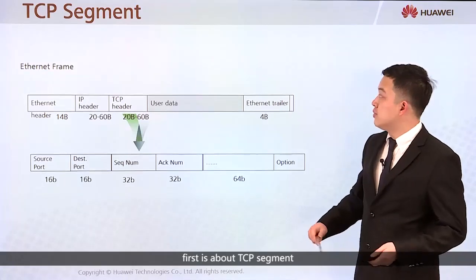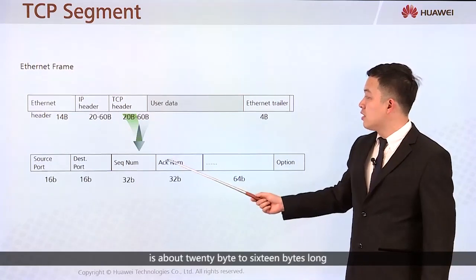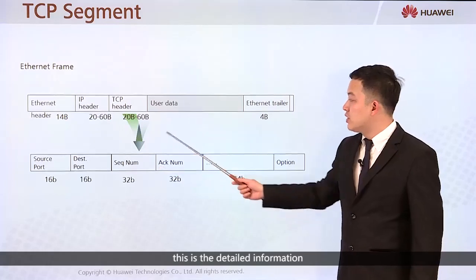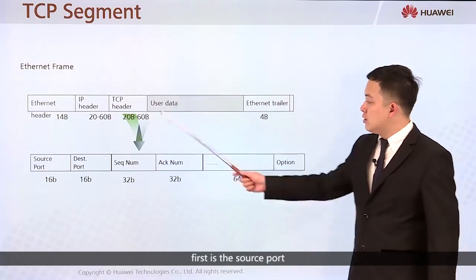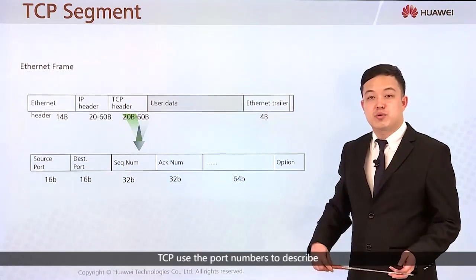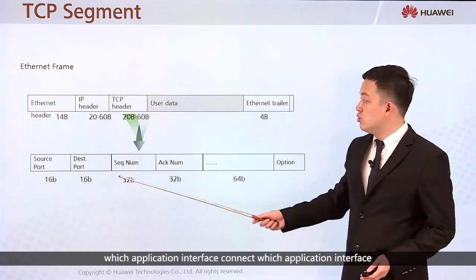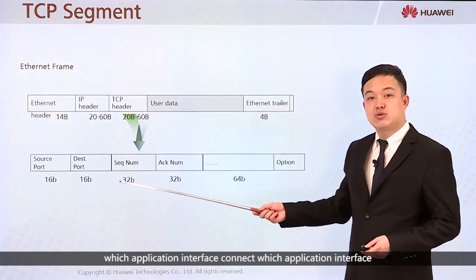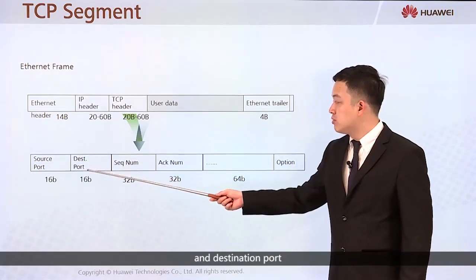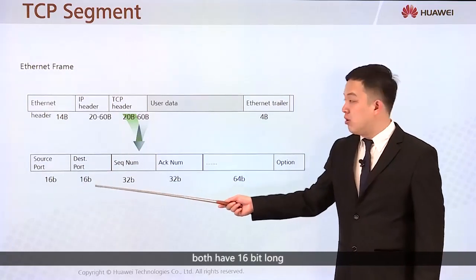First is the TCP segment. The TCP header is before the user data. It's about 20 bytes to 60 bytes long. This is the detailed information. First is the source port. TCP uses port numbers to describe which application interface connects to which application interface. Source port and destination port both are 16 bits long.